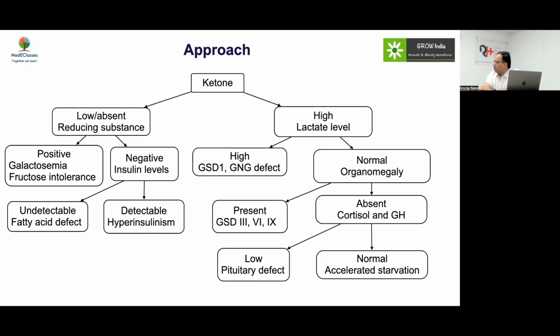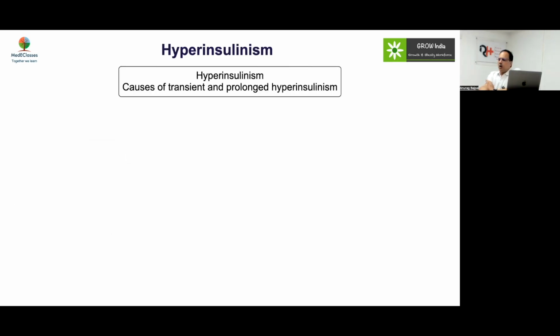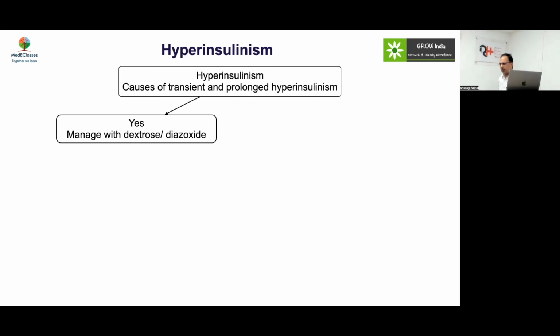So the most important investigation is ketone, followed by reducing substance if it's hypoketotic, and lactate if it is a ketotic hypoglycemia. Now, hyperinsulinism is a different ballgame altogether, and it is the most common persistent cause of hypoglycemia in the newborn period. First of all, you have to exclude the transient causes like infant of diabetic mother, prematurity, drugs, and then you do a trial of diazoxide.